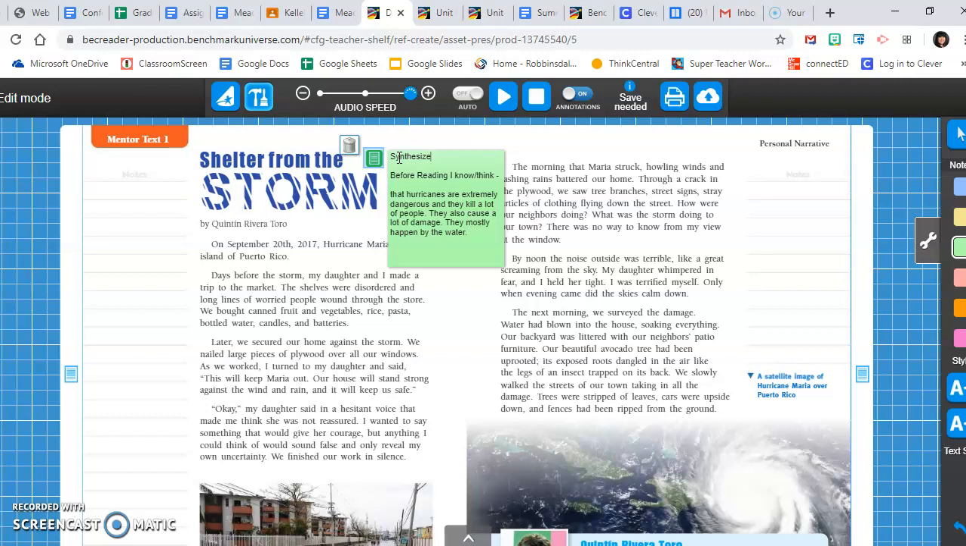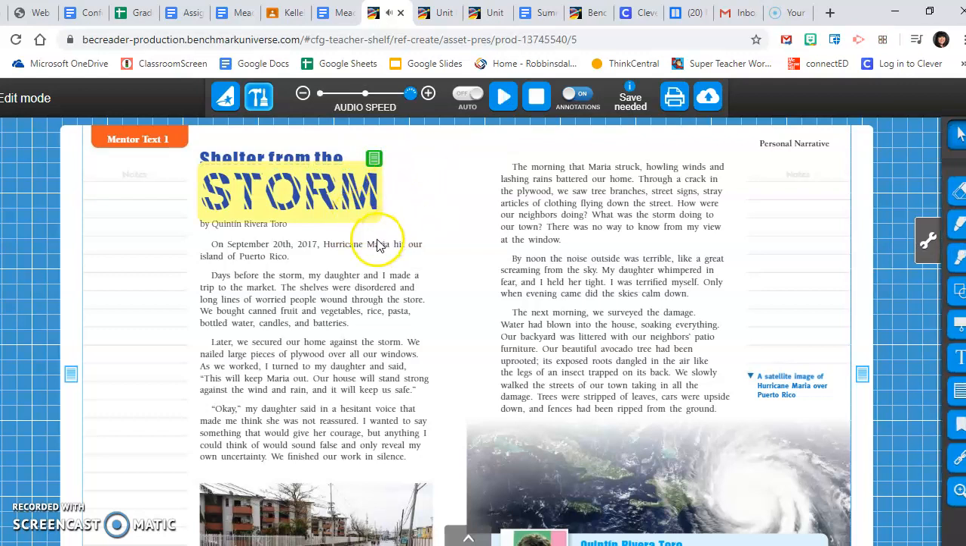Synthesize, step 1. This is what I know before reading. A storm. That's going to happen a little bit. So now I'm going to be reading this first page and being prepared to summarize and synthesize.